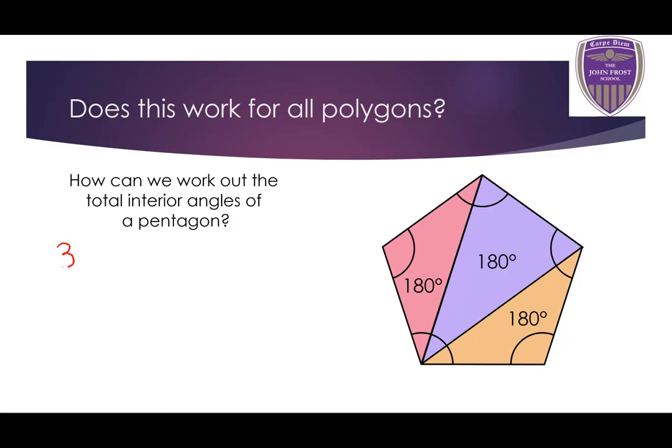So we've got three triangles. Each triangle is 180 degrees. So 3 times 180 equals 540 degrees. And this is the sum of interior angles of a pentagon.